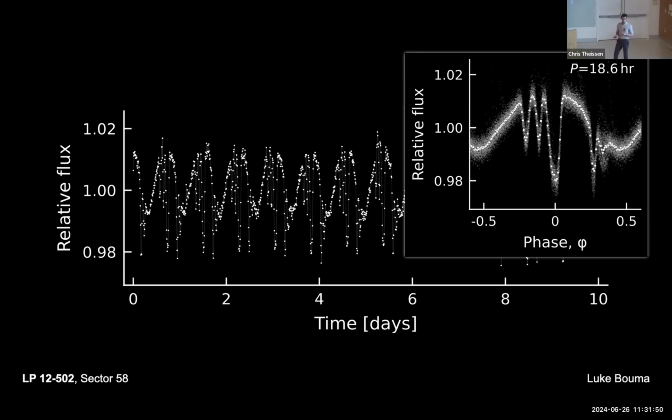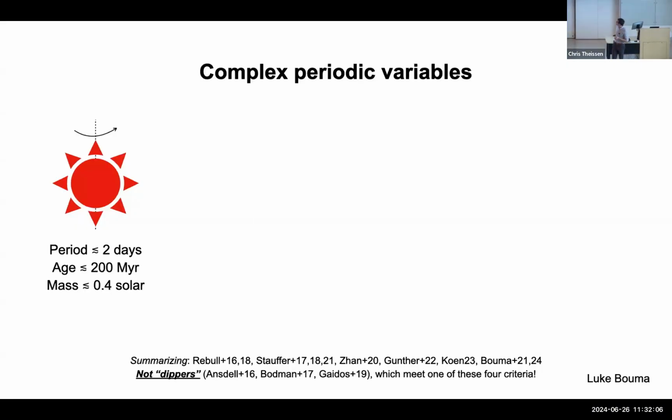Okay, so what I'd like to talk about today, now that we've demonstrated that stars like this exist, is a little bit about why they exist, and also maybe why now is a good time to be thinking about them. Now, these complex periodic variables are actually not that rare anymore. We know of about 100 objects like this. And they have a common set of characteristics.